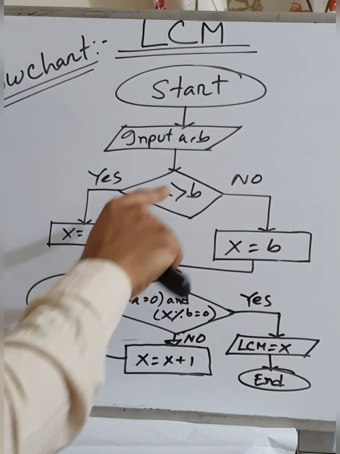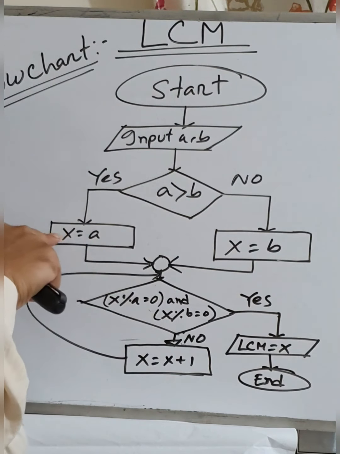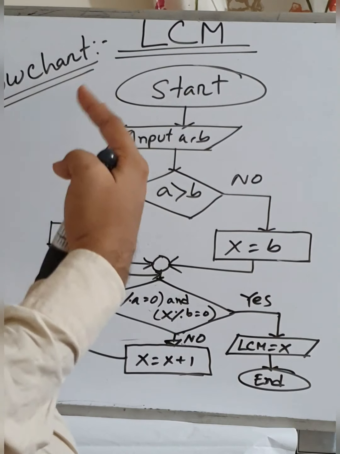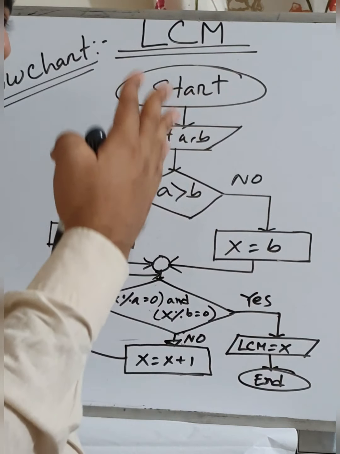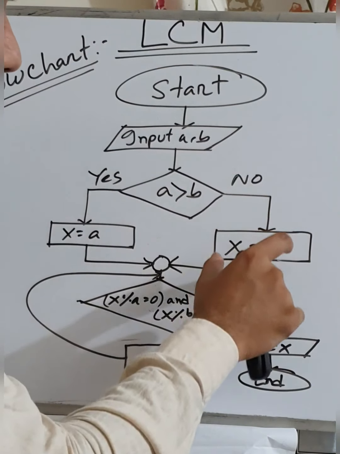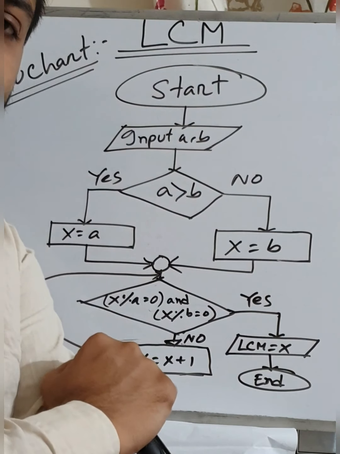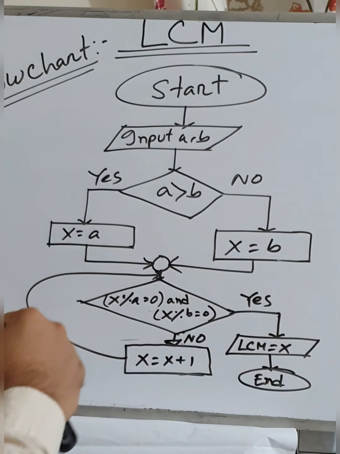If the result is yes, then I will take the number to X, then X equals A. If it's not going to happen, A is not greater than B, that means B is the greater number, then I will take B as X, then X equals B. Just taking the numbers to X.